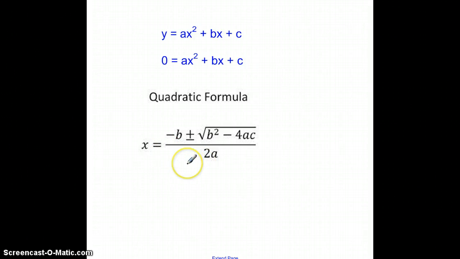This is a formula you've got to memorize, and over time you will use it enough where it will become automatic. Let's take a look at an example here. So example 1: 2x squared minus 8x minus 24 equals 0.